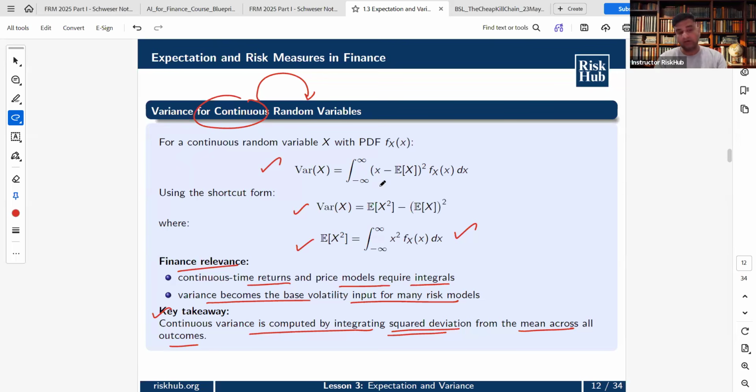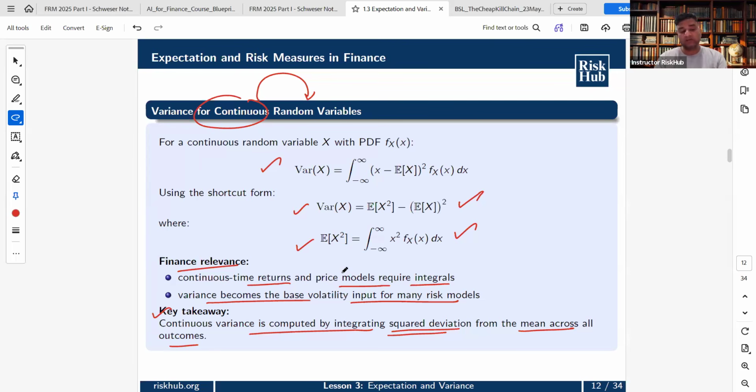A shortcut formula is also given, which is this, where E[X squared] is this. Why do quants love this formula? Because imagine calculating volatility for billions of stock returns, thousands of option paths, a large Monte Carlo simulation. Nobody computes (X minus E[X]) squared for every scenario. Instead, risk engines calculate E[X squared] and E[X] whole squared separately, then subtract. This gives enormous computation time savings.